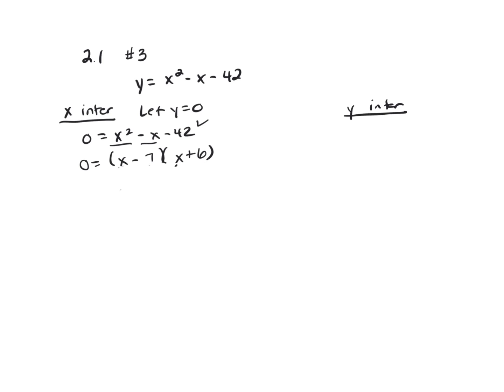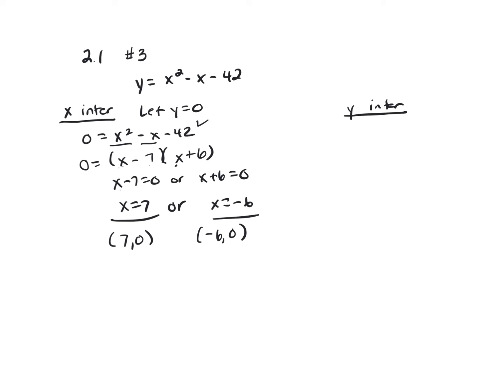And what is the only way you can multiply two things together and get 0? You would have to have either x minus 7 equals 0 or x plus 6 equals 0. So solve this equation. That would be x equals 7 or x equals negative 6. There are your two x-intercepts. If you had to put them in ordered pair form, it would be 7, 0 and negative 6, 0.